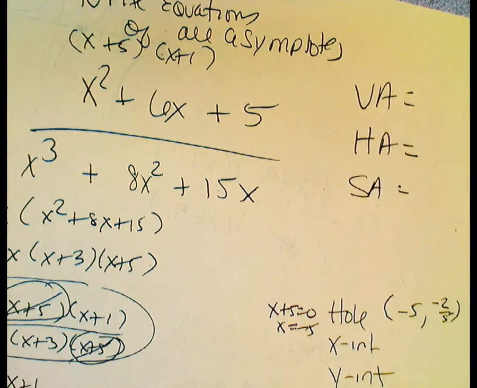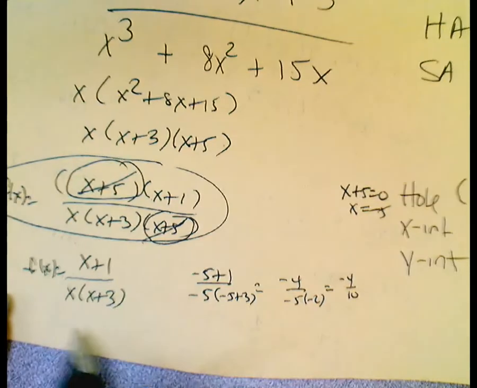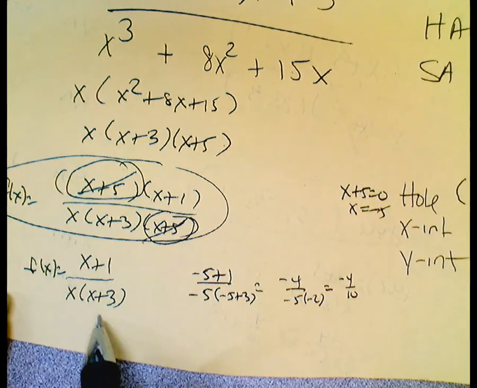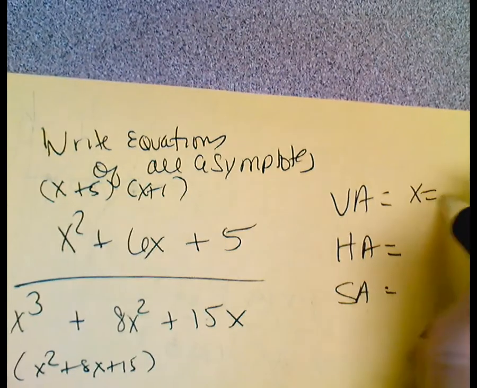What else? Okay, so this is what we have left. What's the vertical asymptote? X equals negative 3. You are right. That's the only thing that's left. Oh, wait, there's another one. There's 2 x's in the bottom. So there's also x equals 0.